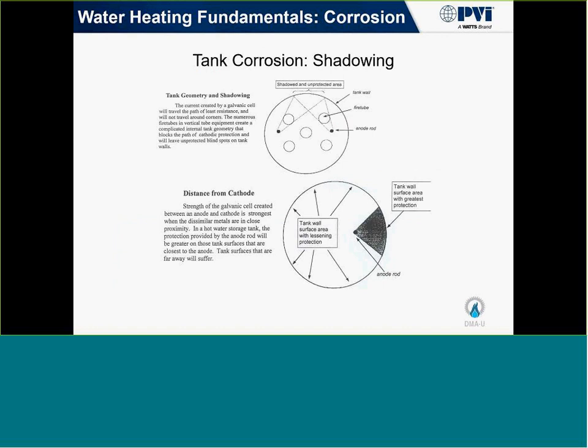But there are some other design aspects of anode rods that need to be taken into consideration. So there's something called shadowing. If you have vertical fire tubes inside that tank, the tank itself has to have line of sight to that anode rod for that anode rod to function properly. So if for some reason those anode rods are tucked behind some fire tubes and there's a shadow cast on the side wall of that tank, that section of that tank will be unprotected. Because it doesn't have direct line of sight, it won't be able to sacrifice itself and protect that side of the tank.